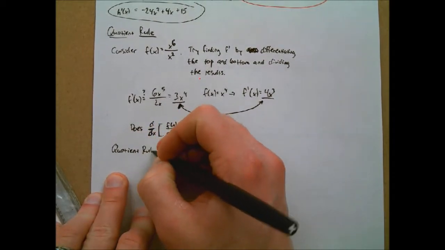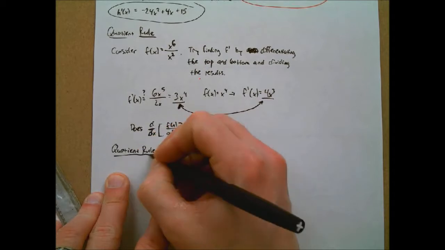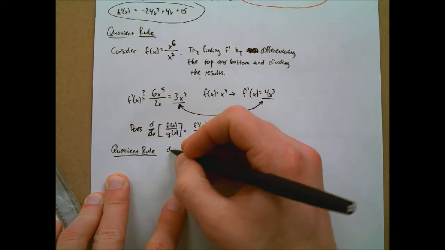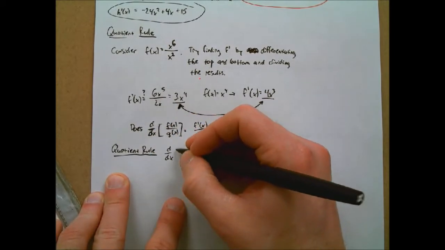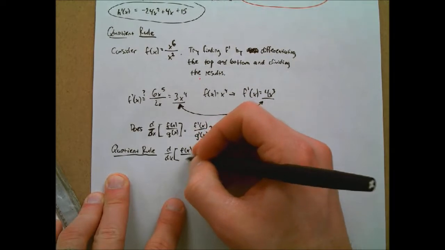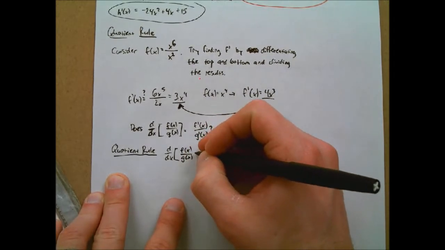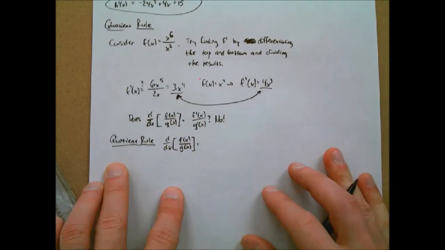What is the quotient rule? It is the derivative with respect to x of f of x over g of x. So there's our quotient, a function divided by a function. All right, here we go.